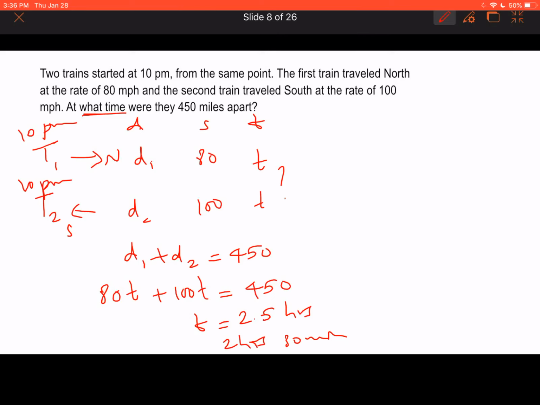They are asking for the time, they didn't ask for how long, so we cannot stop the problem with this. The starting time is 10 p.m. and it has traveled 2 hours and 30 minutes. So when we add it, we will get 12:30 a.m. Okay, so we will see the next problem.